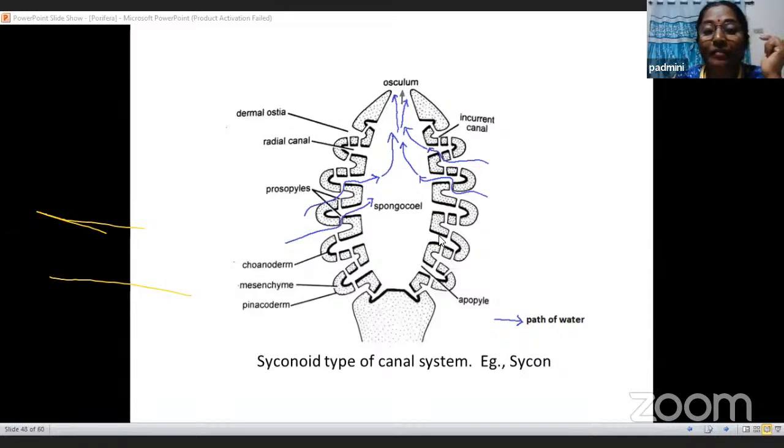From the radial canal, with the help of the conocytes, when the flagella are moving, the water is pushed into the apopyles here. So this layer is an apopyle. From the apopyle, the water goes into the excurrent canal, from the excurrent canal into the spongiocele, and from the spongiocele the water goes out.